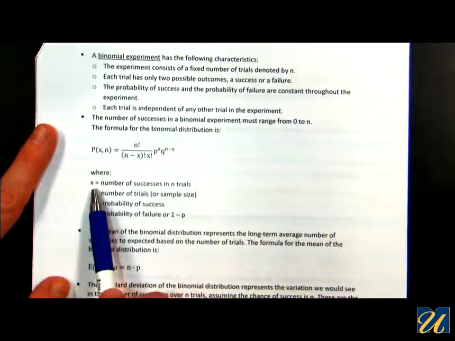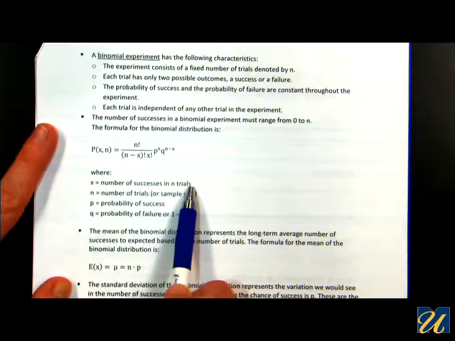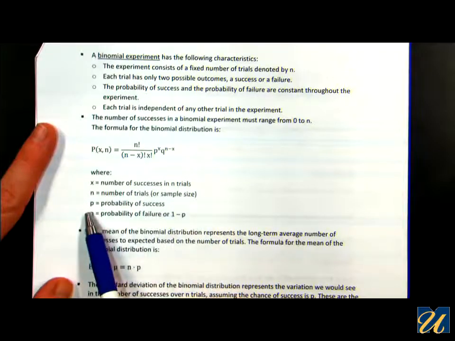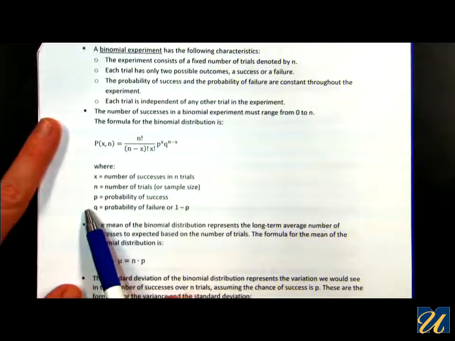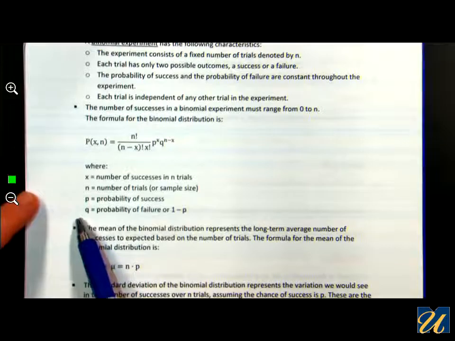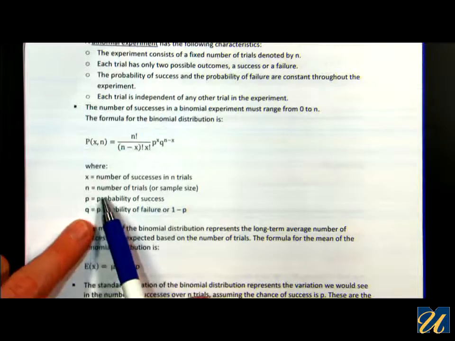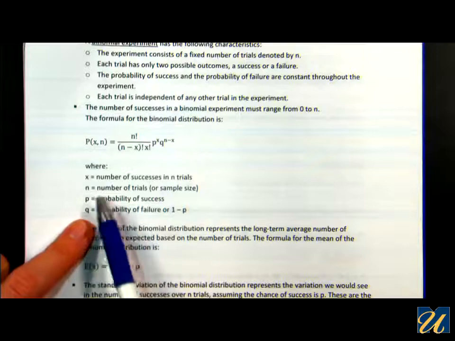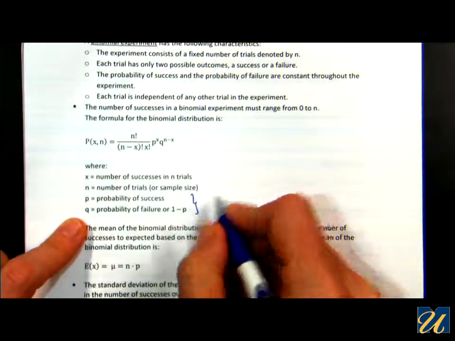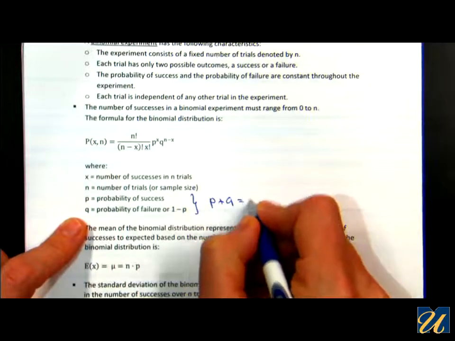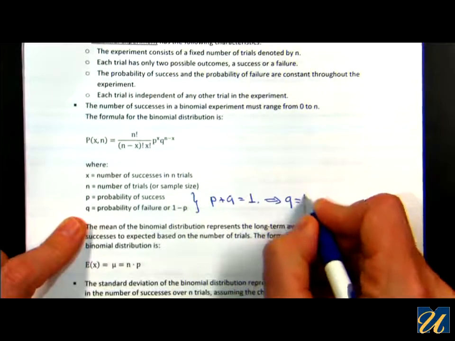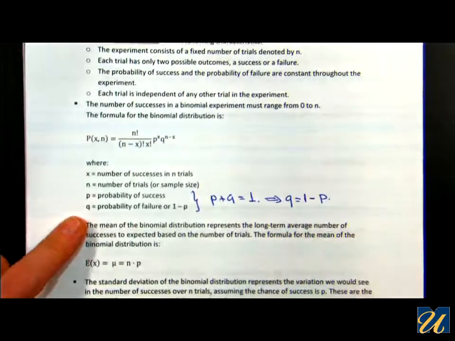Keep in mind that x is equal to the number of successes in the trial, n is the number of trials or sample size, p is the probability of success, and q is the probability of failure. Since the only possible outcomes are success and failure, when we add the two, p plus q will always add up to 1, which means q will be 1 minus p.